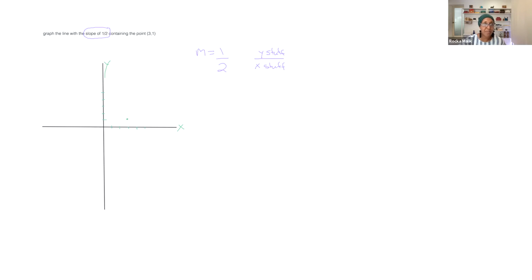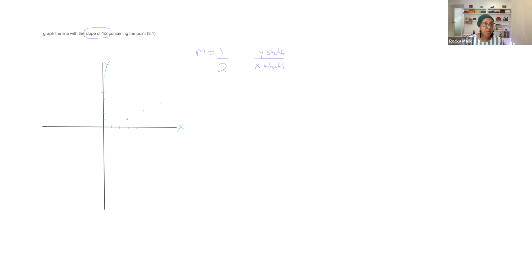Exactly. The y business is going up 1 because it's positive. And then the x is going to the right 2 because it's also positive. So up 1 and to the right 2, I should be able to cha-ching right here. And I can do this all day if I had time. Again, up 1 and to the right 2.